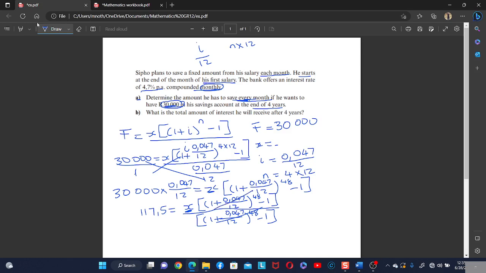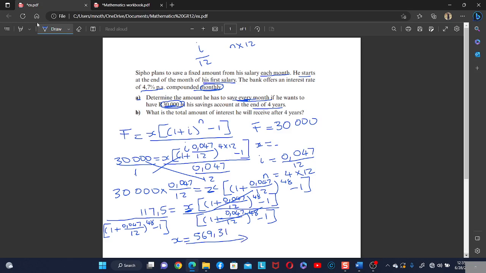And then what we do this side, we must also do this side, right? So we're going to have 1 plus 0.047 divided by 12, to the power of 48 minus 1. So all this is going to give you x is equal to this by this. It is going to give you 569.31. That's your value of x.